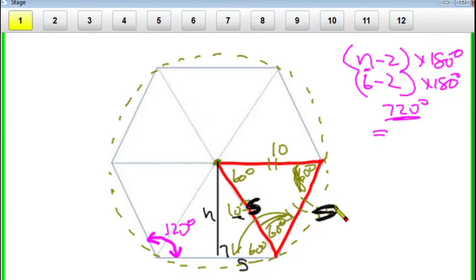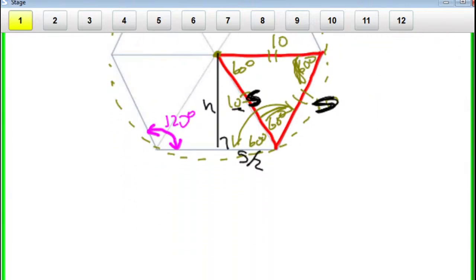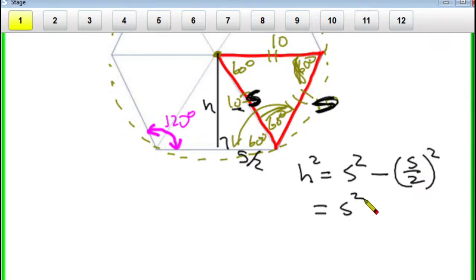It's the length of the sides of the hexagon. Then this will be S over 2. And then in that triangle, we now find H using Pythagoras. So H squared is going to be equal to the hypotenuse S squared minus S over 2 squared, which will give us S squared minus S squared over 4.